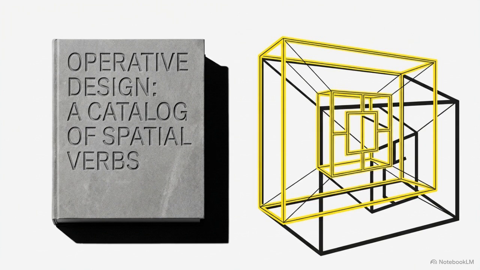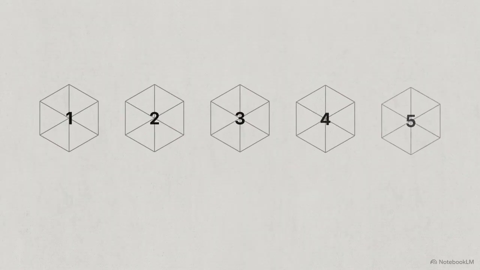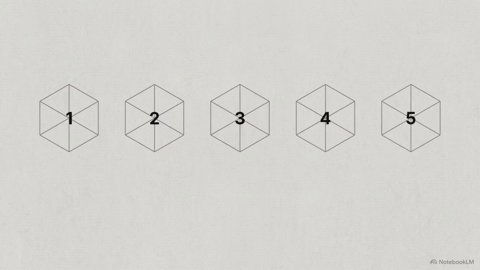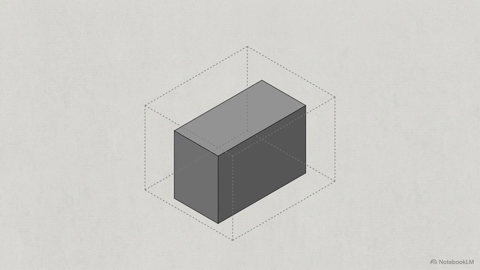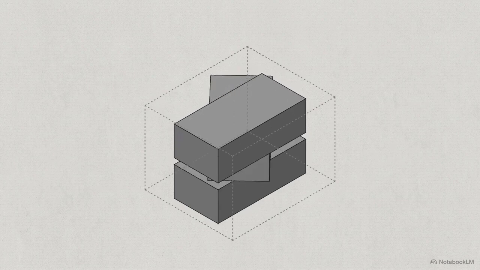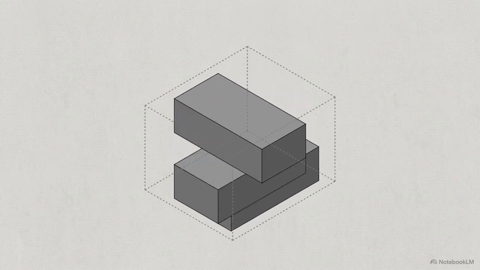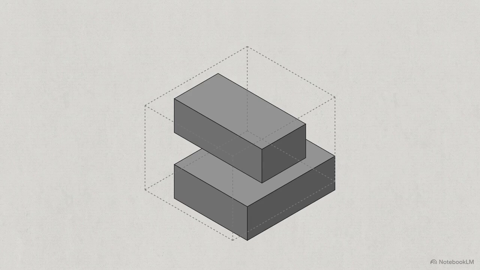This diagrammatic bounding box is the starting point for operative design, a catalog of spatial verbs by Anthony DiMari and Nora Yu. The authors map out every major form-generating action into 5 distinct operational families. We will take a primitive, unarticulated block and apply these operations sequentially. We will observe exactly how simple actions generate complex architectural proposals.